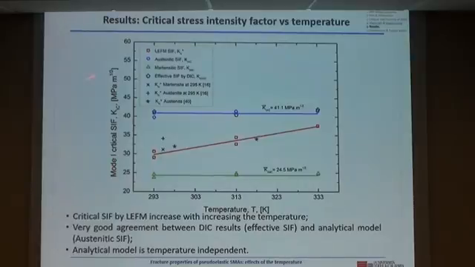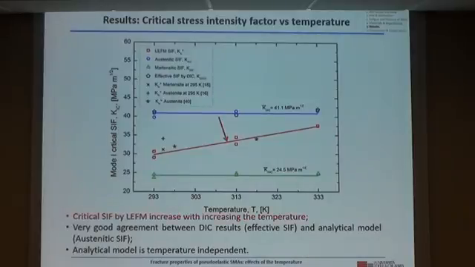The figure reports the critical values as a function of the temperature: 20, 40, and 60 degrees. As you can see, the red curve represents the results obtained from linear elastic fracture mechanics, while the blue curve represents the results obtained from our model, and the points here are the points obtained from DIC. So there is a very good agreement.